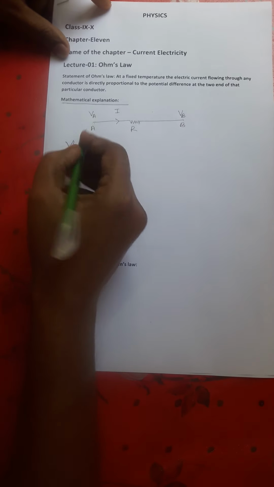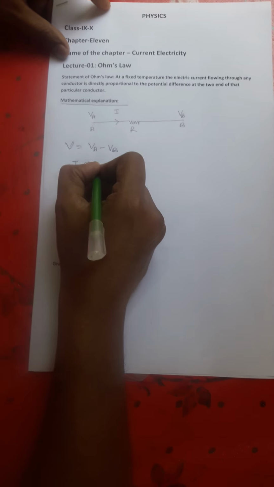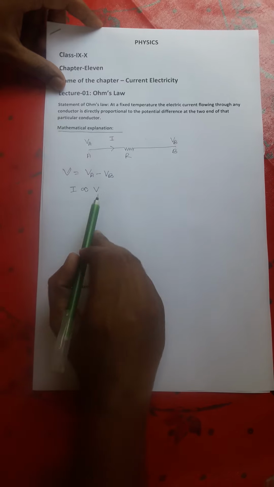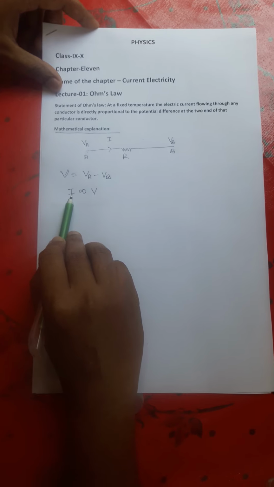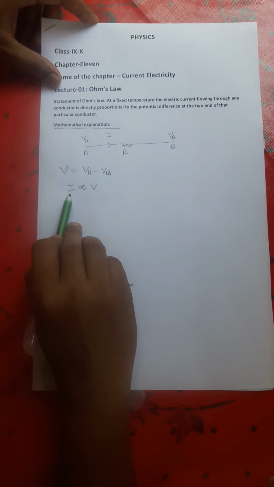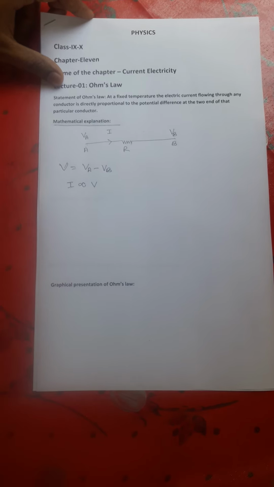According to the statement of Ohm's law, electric current I is directly proportional to the voltage difference at the two ends of this conductor. Proportional means when voltage increases, electrical current increases, and when voltage decreases, electrical current decreases. But this is applicable only at a particular temperature, so no heat will be produced inside the resistance R.